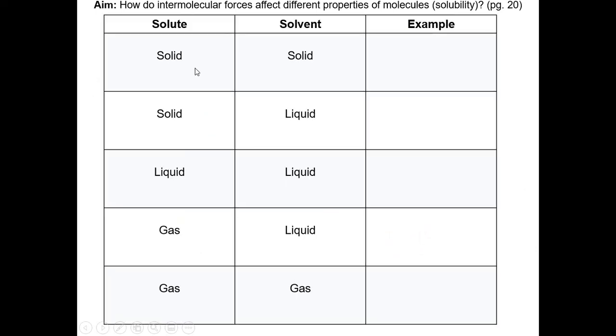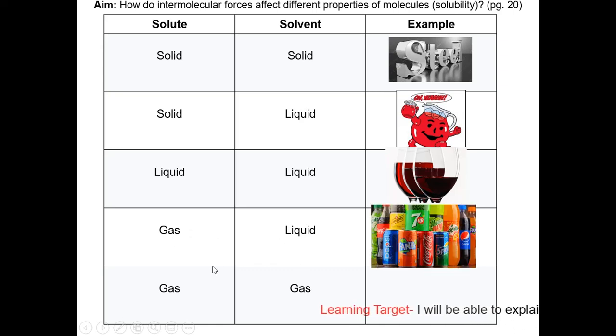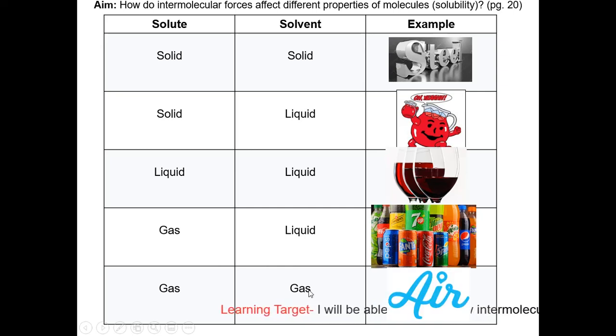Here are some examples of solutions. Here's a solid solute and a solid solvent. That will be steel. A solid solute and a liquid solvent will be Kool-Aid. A liquid solute and a liquid solvent will be juice or wine. A gas solute and a liquid solvent would be soda. A gas solute and a gas solvent would be air.